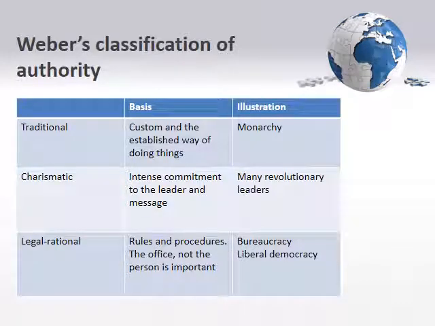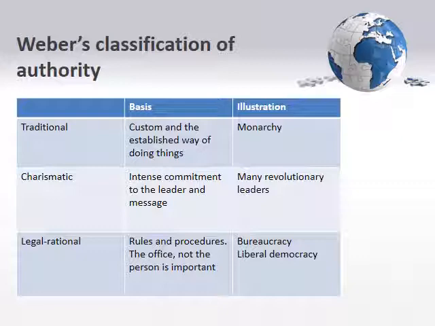So what are the ways that individuals, that governments gain authority? Well, there's the traditional way, hereditary rule, where your father was the king and you're the prince, and one day you'll be the king. And so this is based on custom, the established ways of doing things, and authority is passed down through generations. There is charismatic authority, where there's an intense commitment to an individual leader or the message. And so we see this in revolutionary leaders around the world, where the commitment is to the individual leader and to that leader's message.